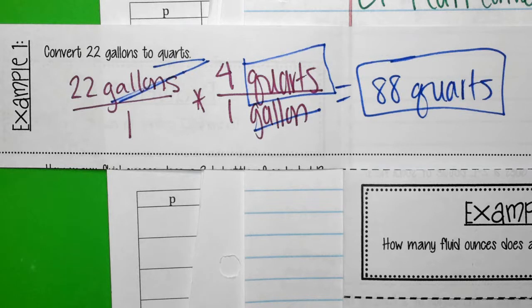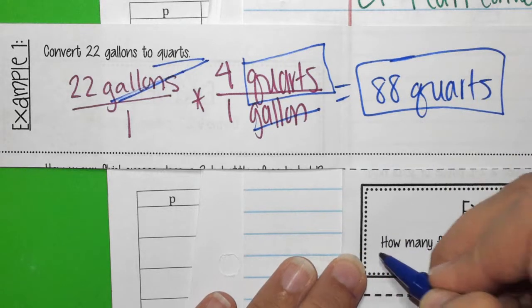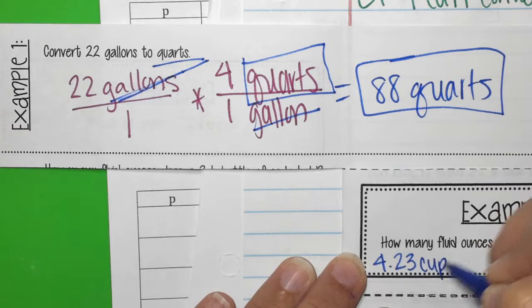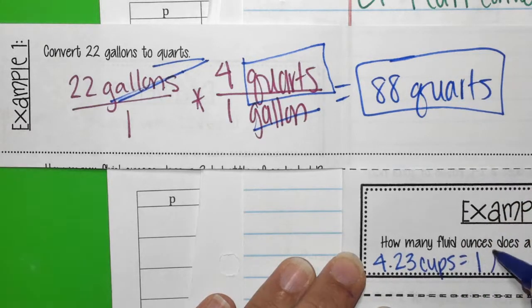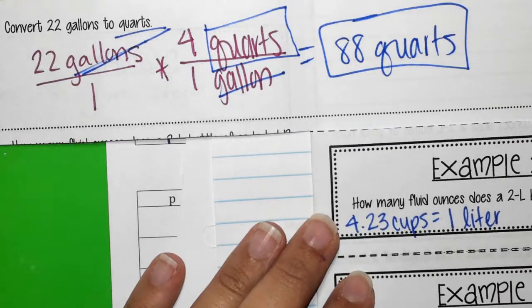2 here is the biggest. 36. 4. No, 4 8. Quarts. 32. 64. 4.23. How many pints are there? Easy math. Easy. 4.23.